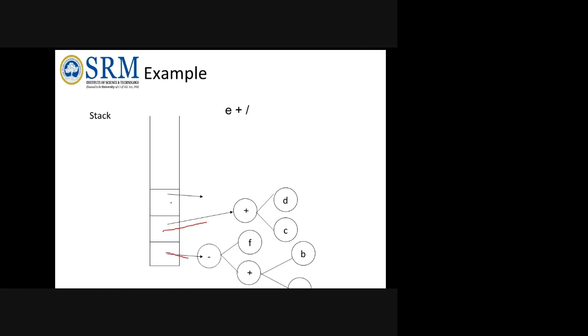Now E comes. So E will be happening in here, because E is not an operator. So I'll push E over here. So E is here. Now plus comes. Now what happens? Plus will be here between these two. So plus should be between these two, that is for E and this side plus.